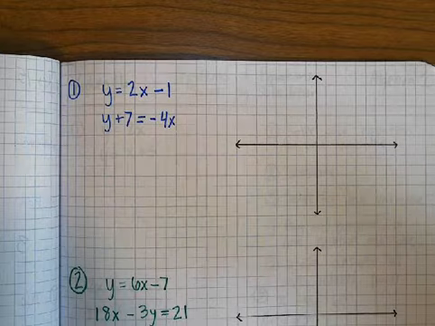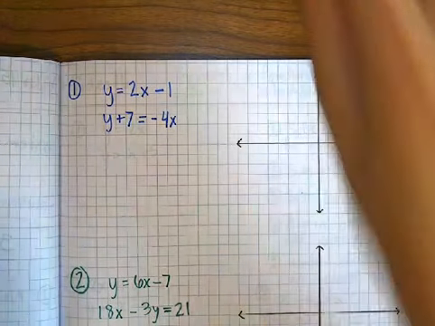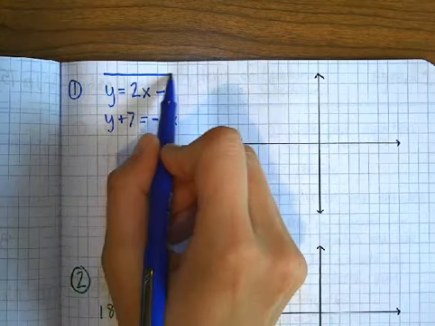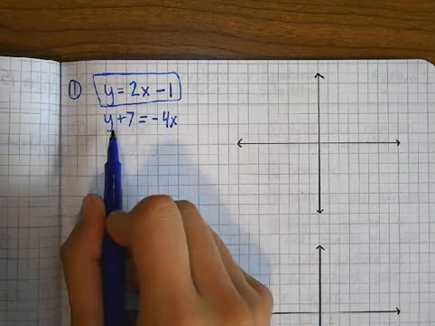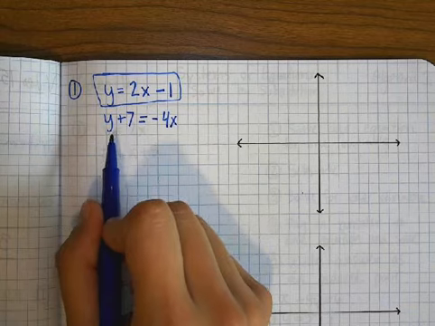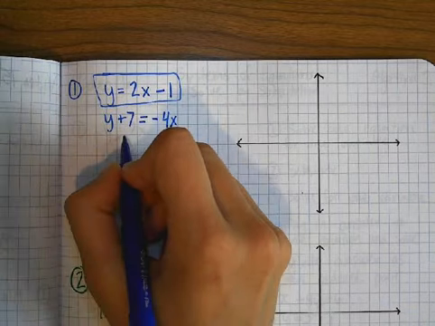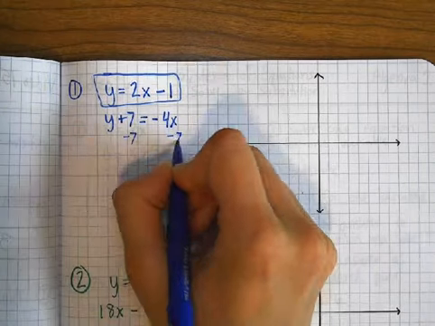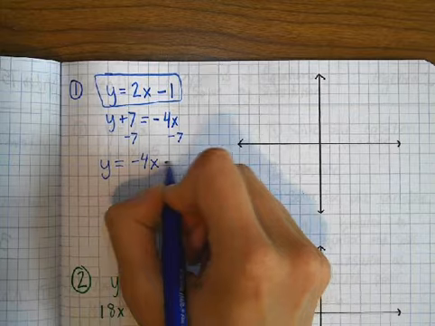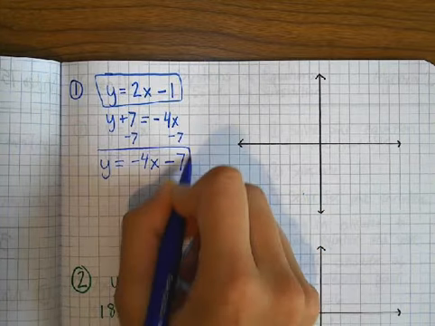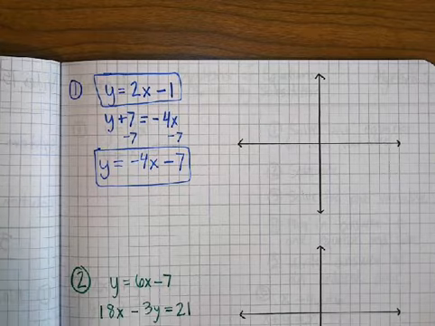So for these, we want to be able to graph both of these. Now this first one I can graph. It's already in slope-intercept form. That's going to be really easy to graph. I need to fix this second one so that it is a little bit easier for me to graph. So I'm going to subtract 7 from both sides, and then I've got y equals negative 4x minus 7. Now I have something that I'll be able to graph.